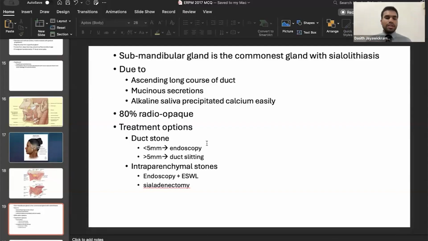Okay, all right. So the majority of stones are radiopaque. As I said, 80% are radiopaque. The commonest salivary gland to present with calculi is the submandibular gland. The reasons are, as I mentioned, the long course of the duct that ascends against gravity, mucinous secretions, and alkaline saliva precipitating calcium easily. So I can easily get 4 marks and leave that small stem out.